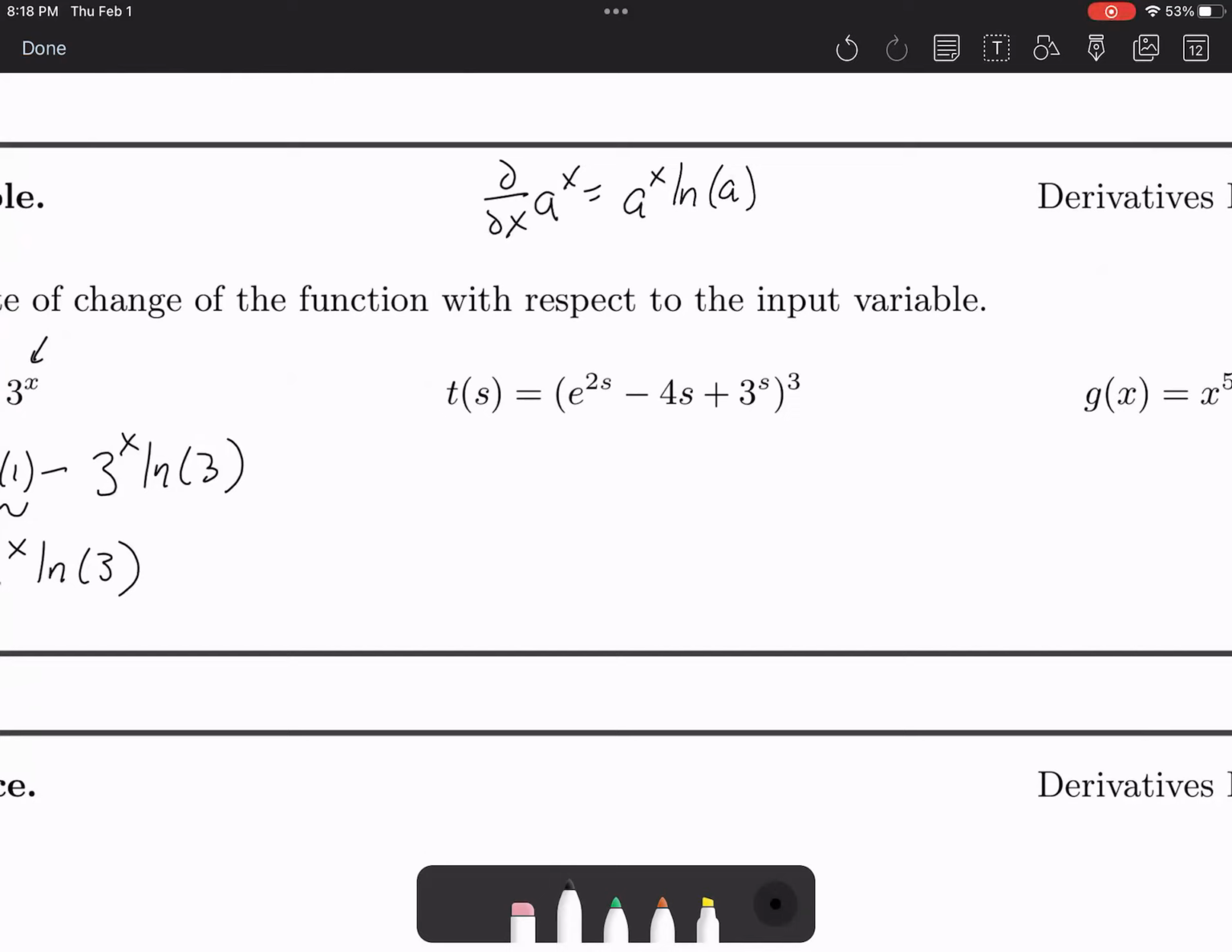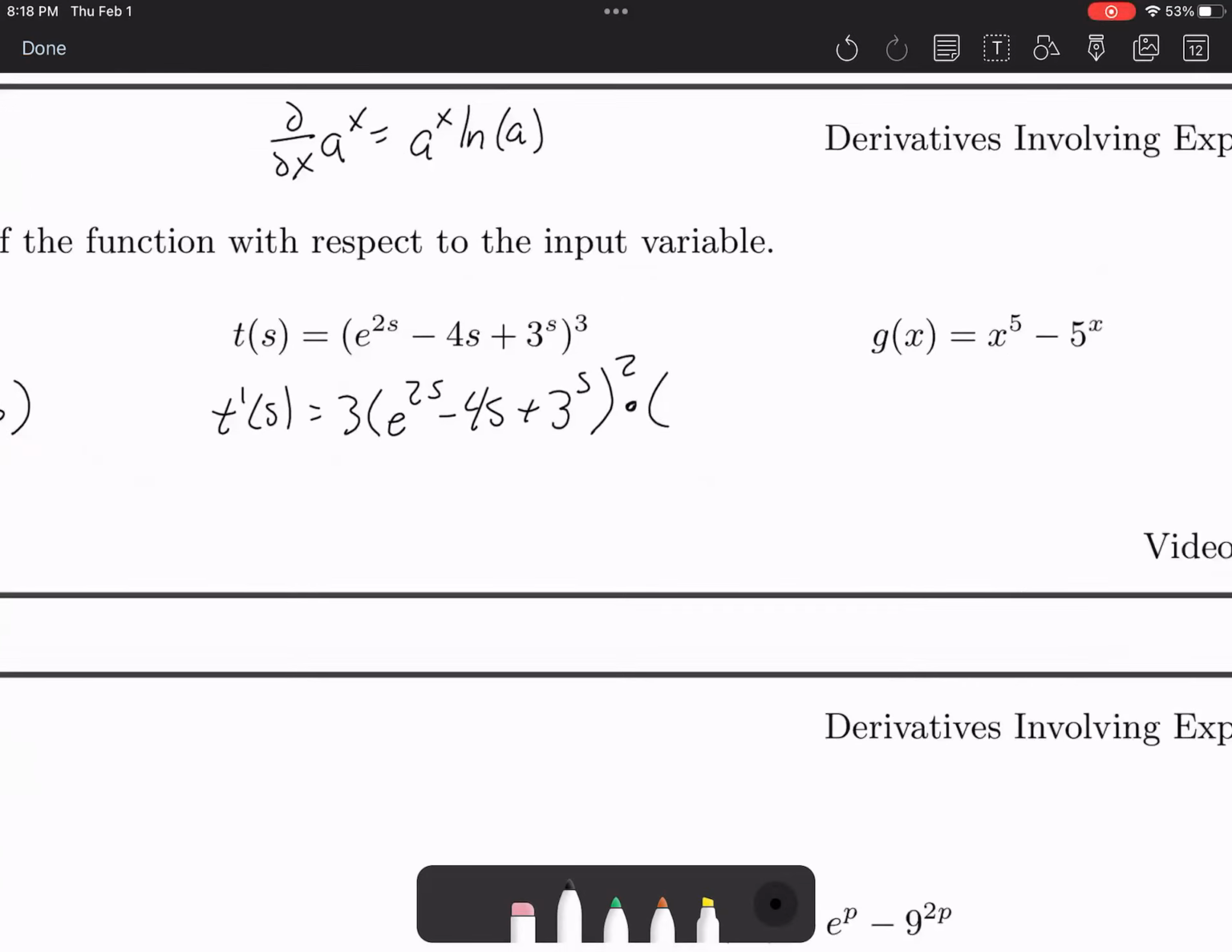Okay, so t prime of s will be, by a chain rule, 3 times e to the 2s minus 4s plus a 3 to the s, now squared, multiplied by the derivative of the inside of that parentheses. So this will be e to the 2s times 2 minus a 4 plus a 3 to the s natural log 3.